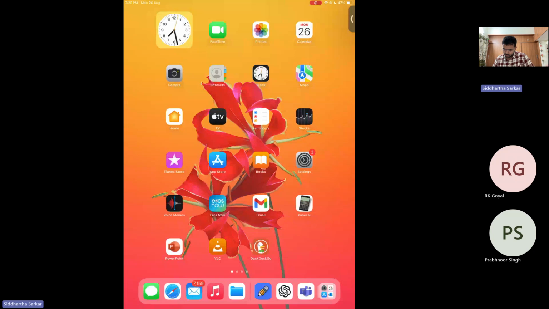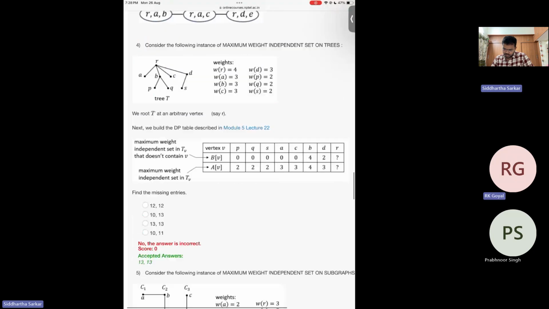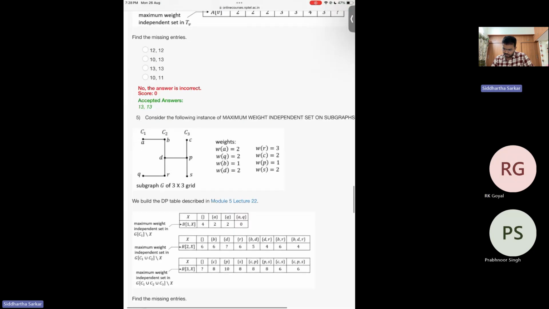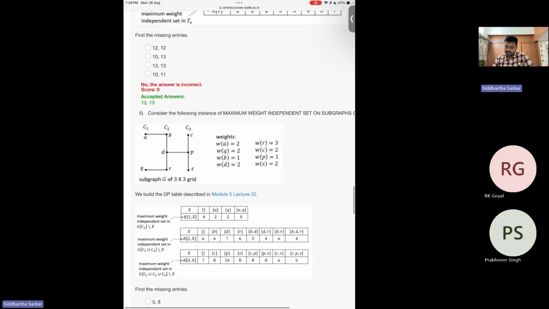I think we have 2-3 minutes. So the other questions that we had, this question was also on independent set, but this is again a special case. This is called a grid graph. So instead of a tree, you have something called a grid graph. In the grid graph also the DP will work.